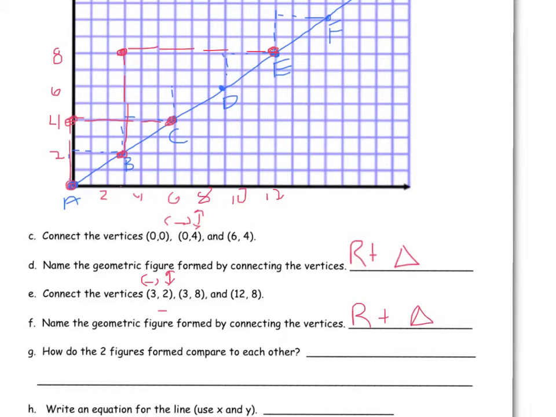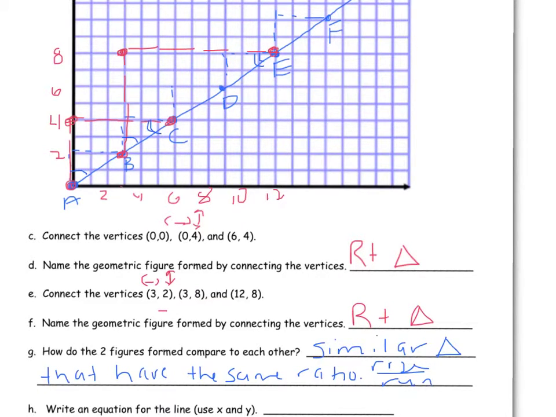And how do the two figures compare to one another? Well, they're both right triangles. They have corresponding, we talked about that, corresponding angles that are the same. They're in proportion, so they are similar triangles that have the same ratio, rise to run.